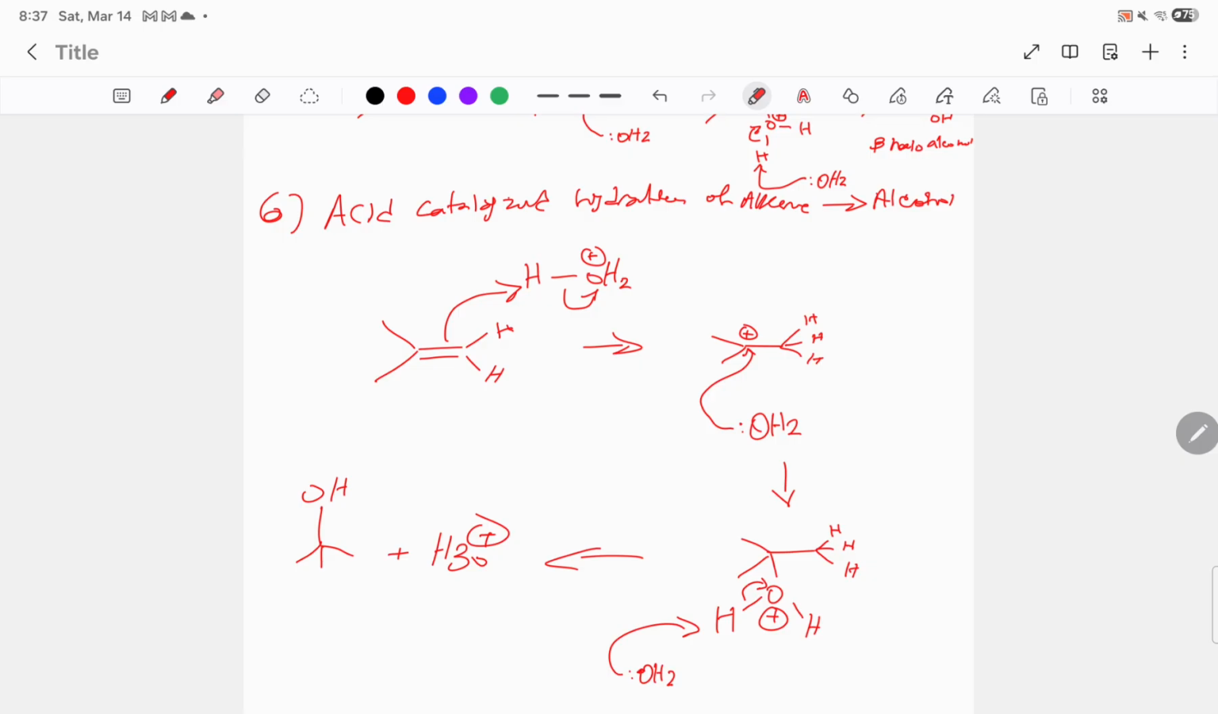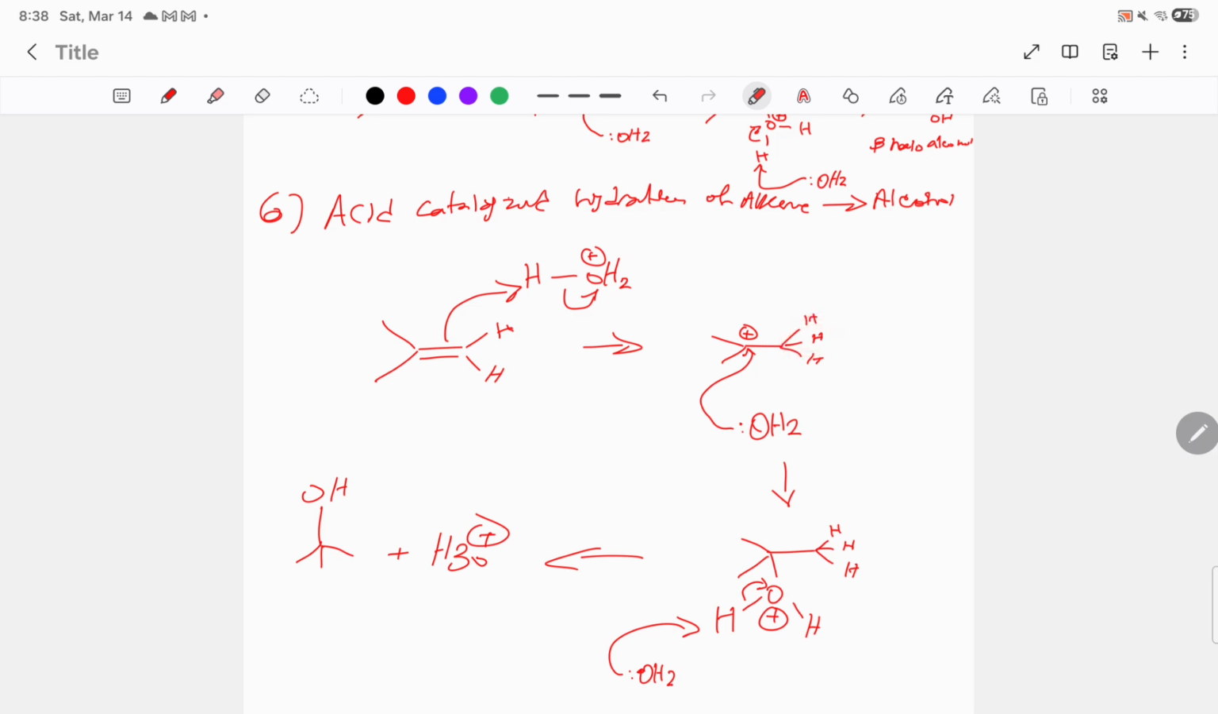What are our conditions? Again, it requires concentrated sulfuric acid, okay? And high temperatures, such as 250 degrees. It is mainly used on an industrial scale, not in the laboratory. The product is an alcohol, as we just witnessed, okay? It is a regioselective reaction. Again, it attacks the more substituted carbon. Again, it has to do with our carbocation formation, right? The OH group attaches to the more substituted carbon. The proton attaches to the less substituted carbon.